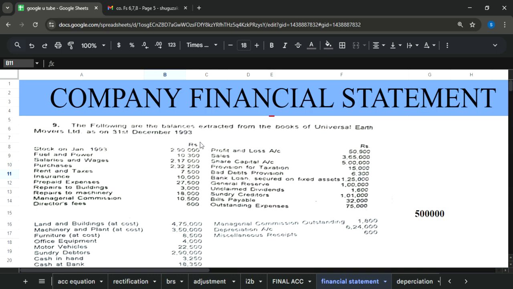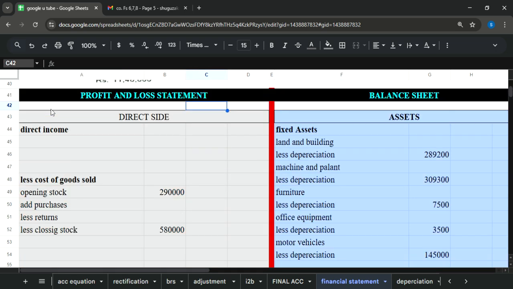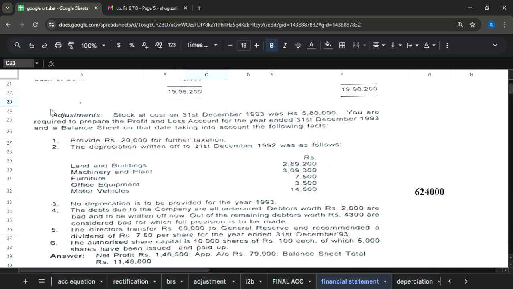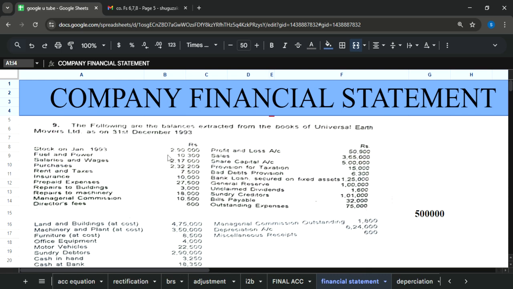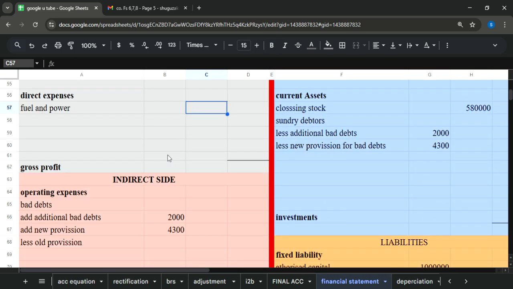After opening stock, we have fuel and power. This is direct expense, fuel and power. And on direct side, we will be posting it. Let's see how much of fuel, 10,300. 10,300 would be written in direct expense side.